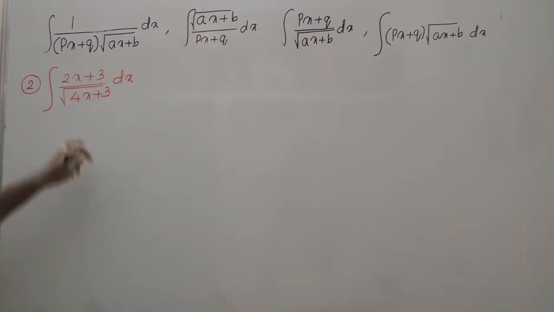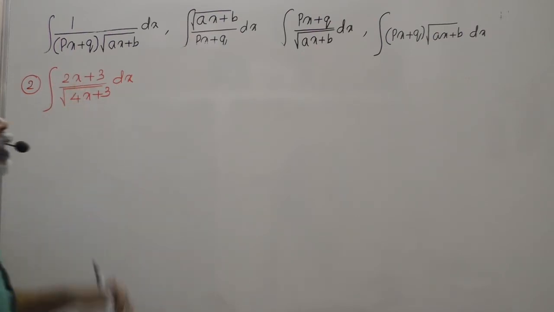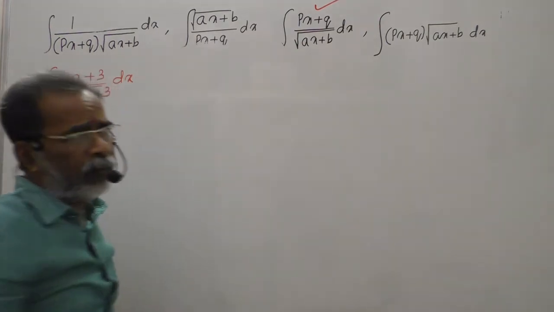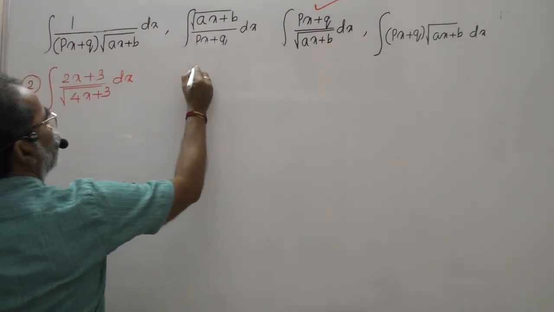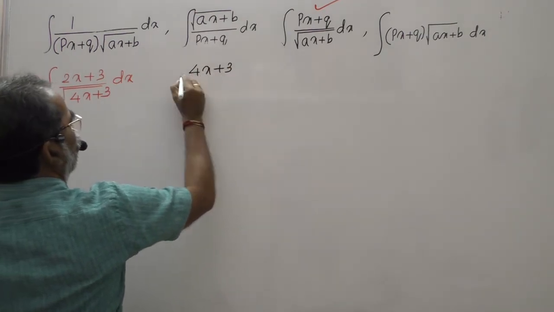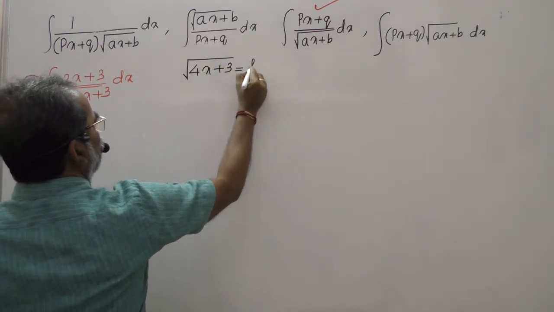Okay, next example. Next problem. Integral (2x plus 3) divided by this. Both are linear. It is of which type? This model. For all the 4, same procedure only. Therefore, what is our substitution? Root over (4x plus 3) is equal to t.